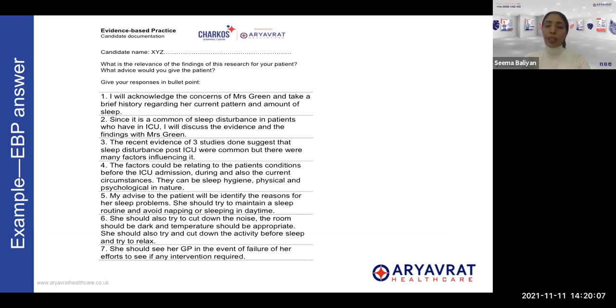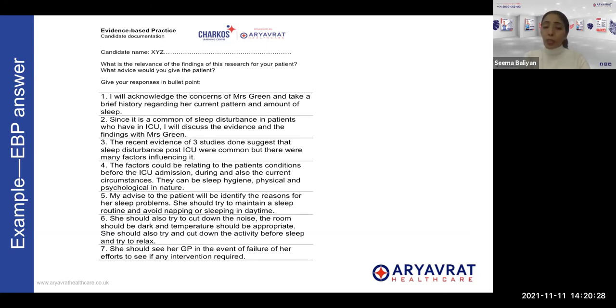The recent evidence of 3 studies suggests that sleep disturbance post ICU admission was common, but there were many factors influencing it. So the factors could relate to the patient's condition before ICU admission, during, and also the current circumstances, and they can be sleep hygiene, physical and psychological in nature.